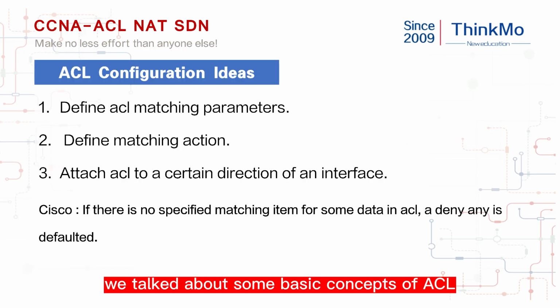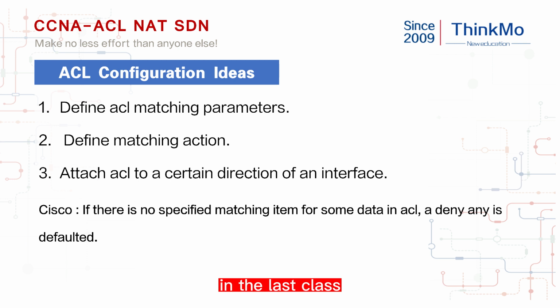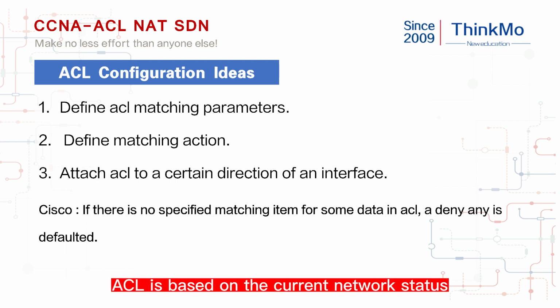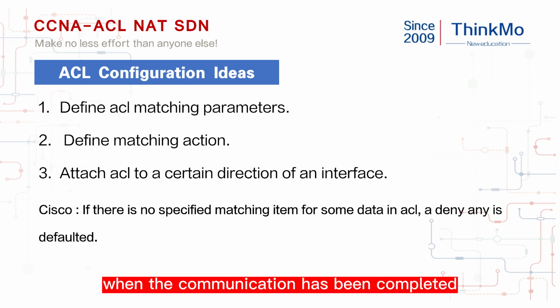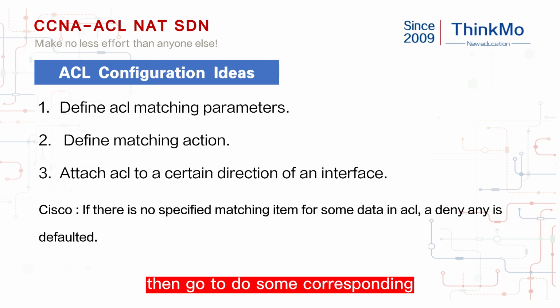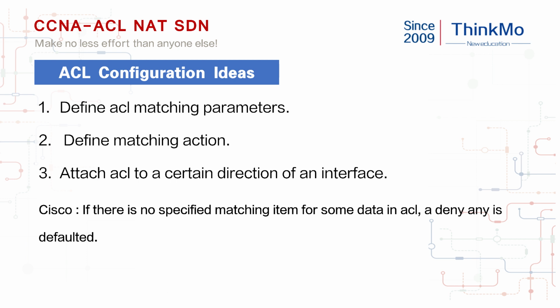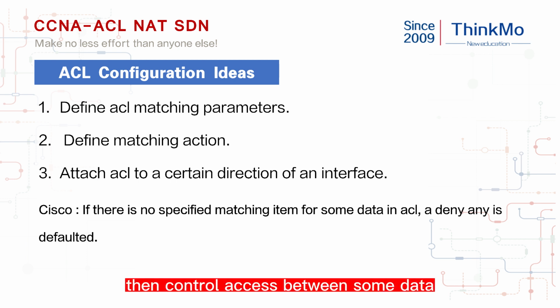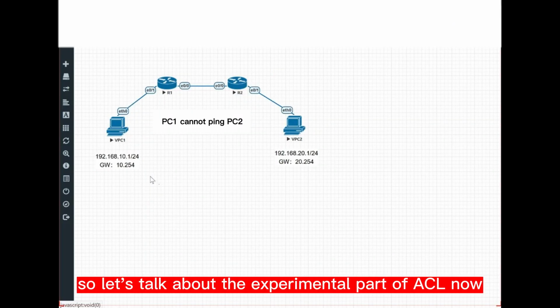Today's topic is ACL, NAT, and SDN. We talked about some basic concepts of ACL in the last class. Actually, ACL is based on the current network status. When the communication has been completed, then we do some corresponding control in a targeted manner, then control access between some data. So let's talk about the experimental part of ACL now.